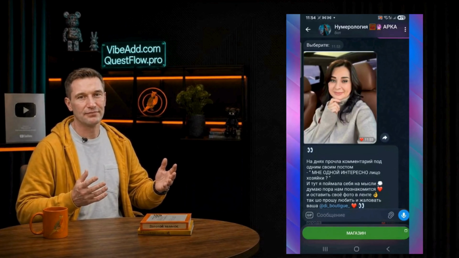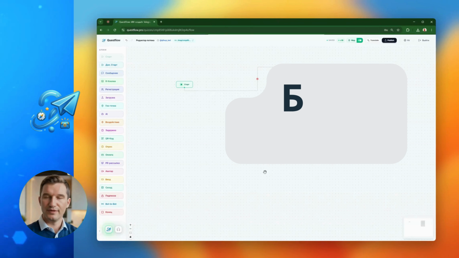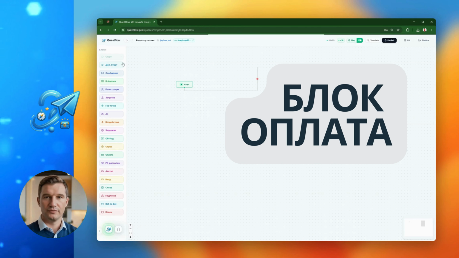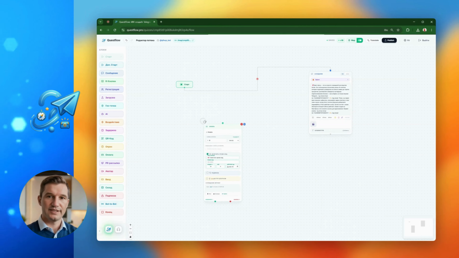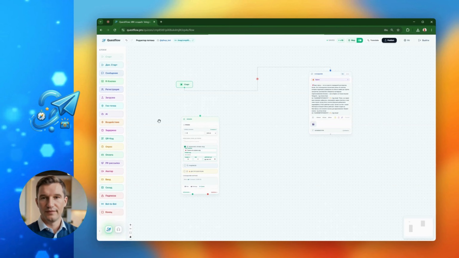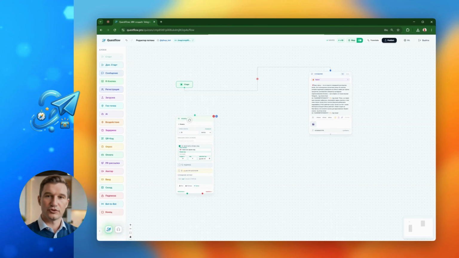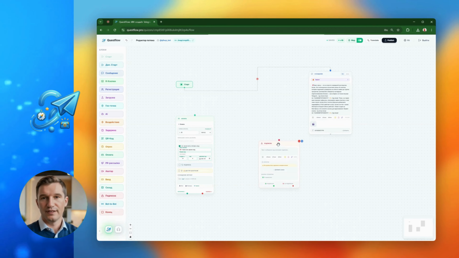avatar generation. Sales are managed by Let's continue setting up our Telegram bot, and today we'll break down one of the most important tools, the payment block. This is exactly what allows you to monetize your ideas and accept payments directly in Telegram.